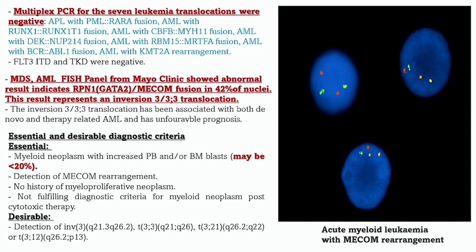So this patient, from the start, even with less than 20% blasts, could have been treated as AML because of the MECOM rearrangement abnormality that we mentioned. And again, the beautiful thing about the new WHO is putting essential criteria and desirable criteria for each.